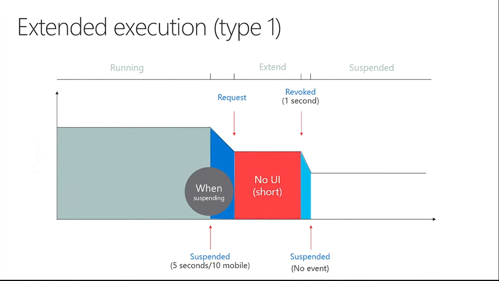The first one is essentially when you're being suspended, you can say at that point, "Hey OS, I need more time." And you then get this short period where you can actually do more execution, but you can't show any UI, but you get given more time. If you take too long, then the system will give you a revoked event, and that's your one second warning, and you've got no more time.